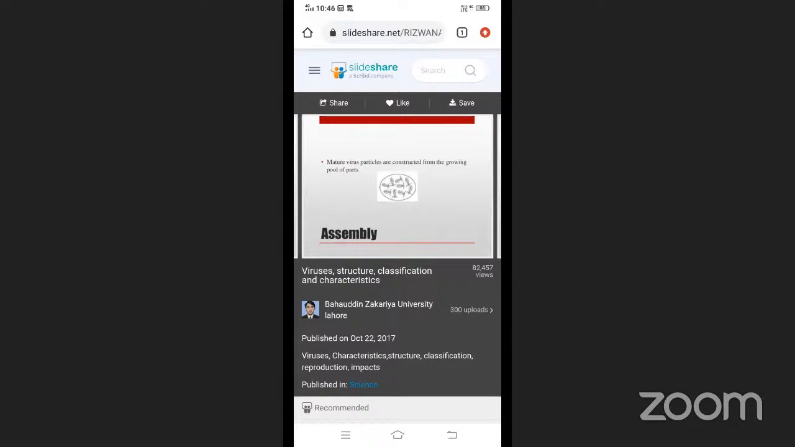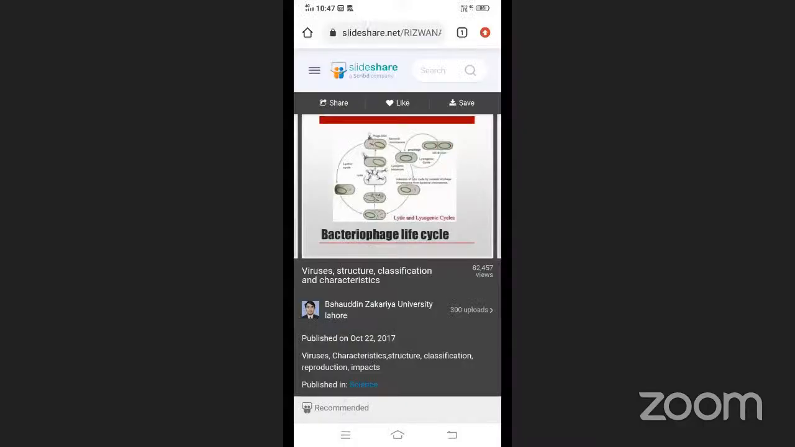Some viruses undergo a lysogenic life cycle, where the viral genome is incorporated by genetic recombination into a specific place of the host chromosome. So here mainly the virus replicates by two methods. The first one is the lytic life cycle, another one is the lysogenic life cycle. For example, we can see the bacteriophage life cycle: the lytic life cycle, and another way is the lysogenic life cycle. Two ways are there.